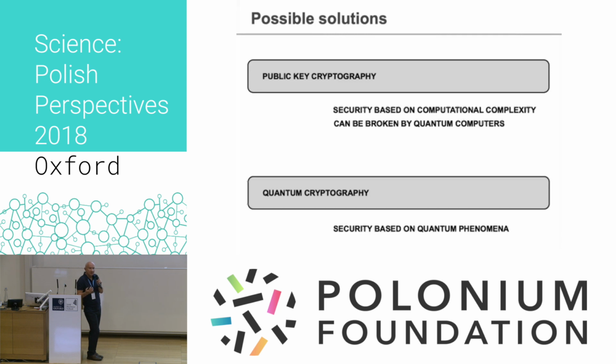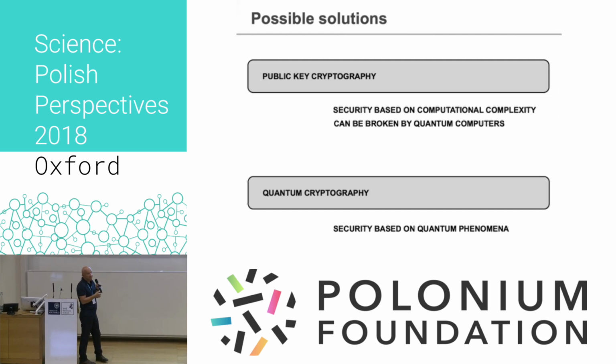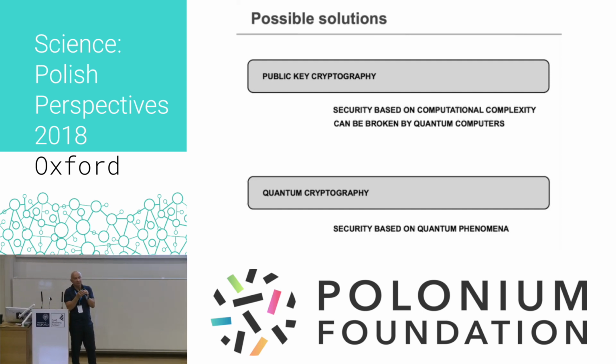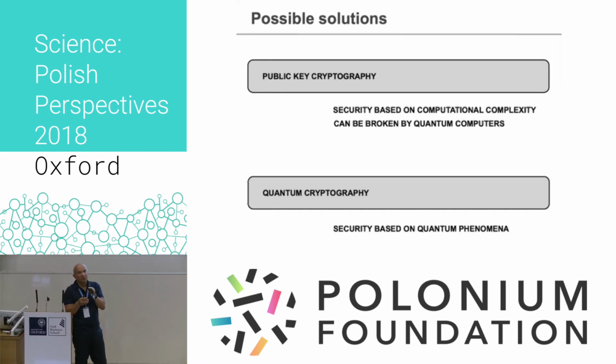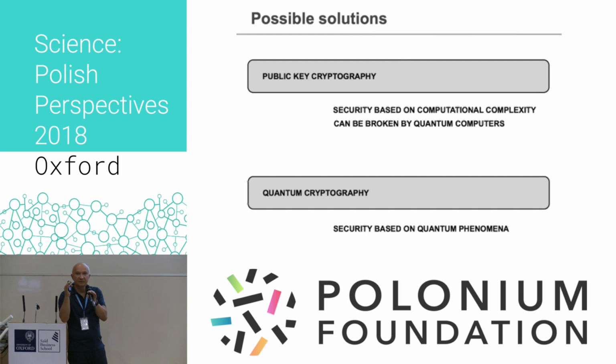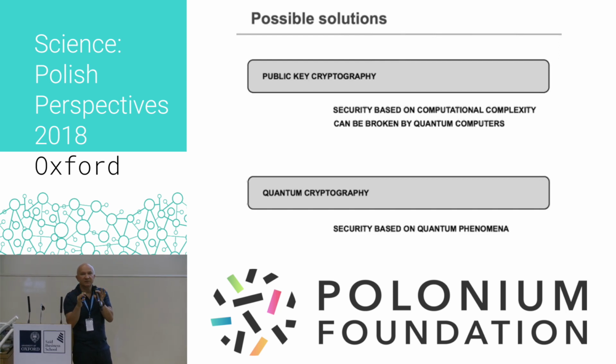It's based, in technical language, on computational complexity, on the difficulty of certain mathematical operations. We cannot actually prove, strictly speaking, that this system is secure. And the second solution came from physics, security based on quantum phenomena. So the key distribution problem is kind of solved, but it's solved differently by mathematicians and physicists.